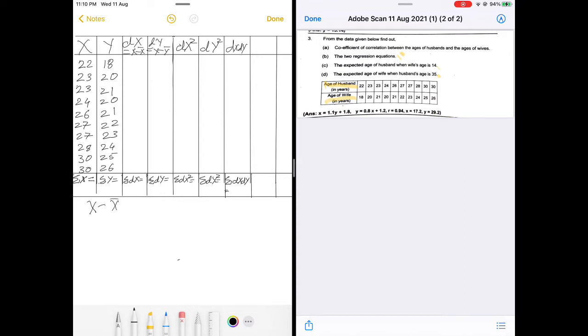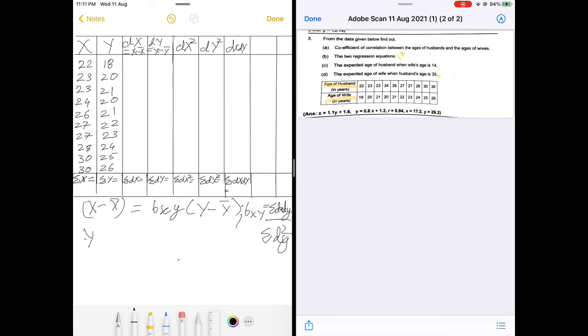So first one is the x on y regression equation, which is x minus x bar, where x bar is the mean, equal to bxy into y minus y bar, where y bar is the mean of y. Bxy is the regression coefficient. The formula for bxy is bxy equal to sigma dx dy divided by sigma dy square. This we have already discussed in the first example.